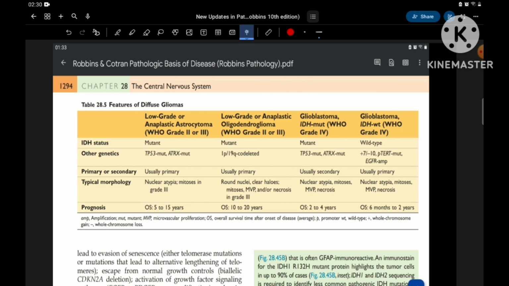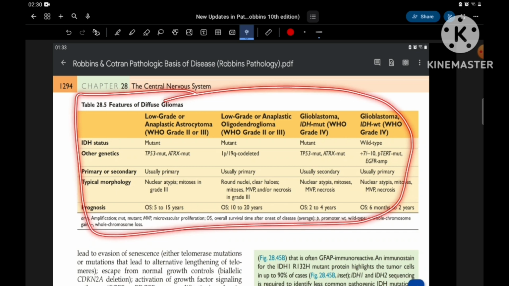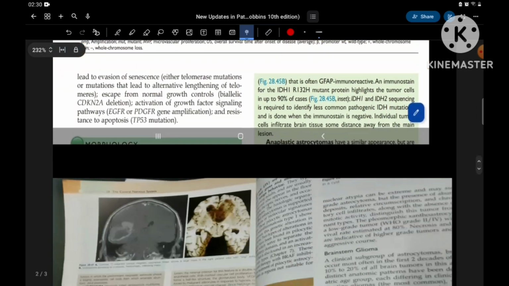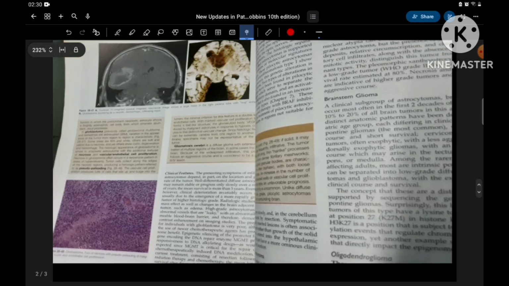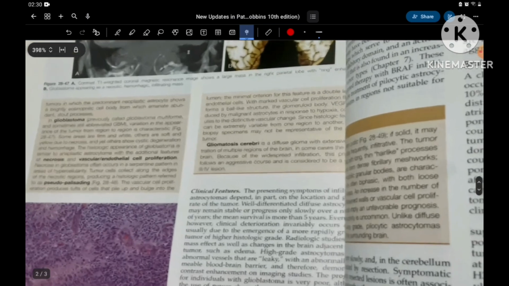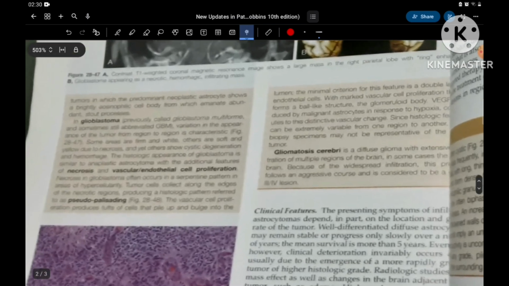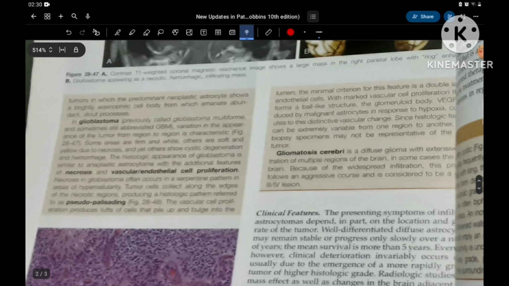See, WHO has given a tabular column. You can see the tabular column. Guys, this is my Robbins 9th edition book. In this, glioblastoma starts from here, if I can zoom. Sorry for this image, I didn't take it so properly, but you can see glioblastoma starts from here and it ends here.